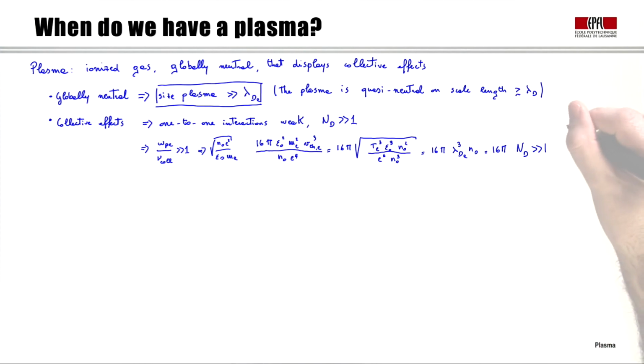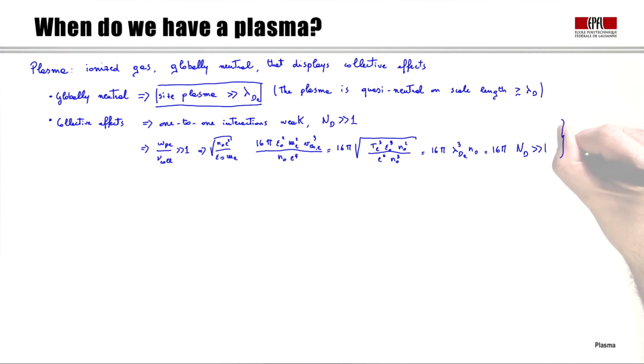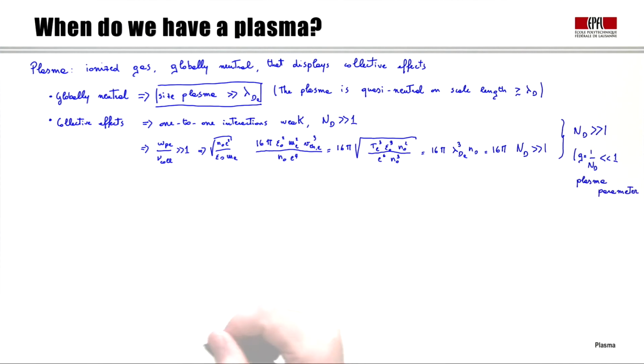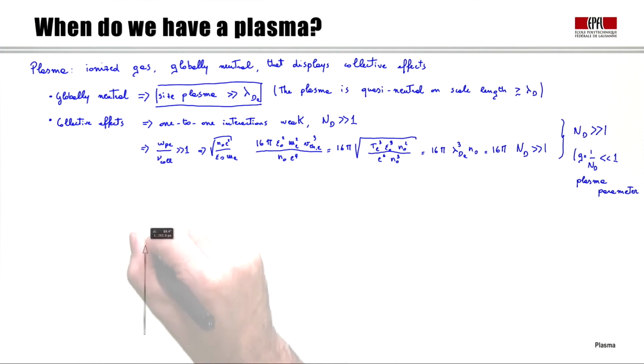In other terms, both these conditions lead us to say that a plasma is an ionized gas for which Nd is much bigger than 1. We introduce also another parameter, G, that is defined as 1 over Nd, and this has to be much smaller than 1, and this is the so-called plasma parameter. So when do we have a plasma? We have a plasma when Nd is much bigger than 1.